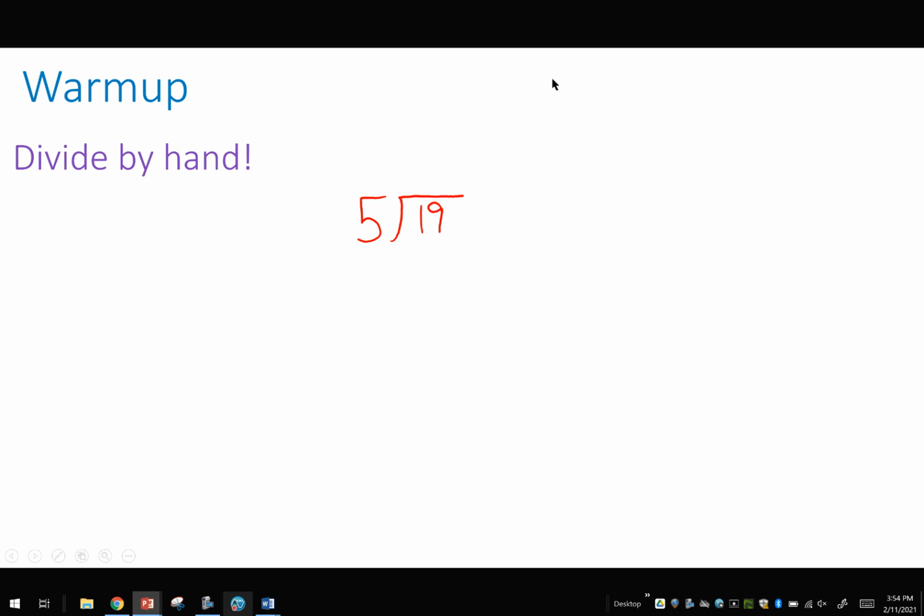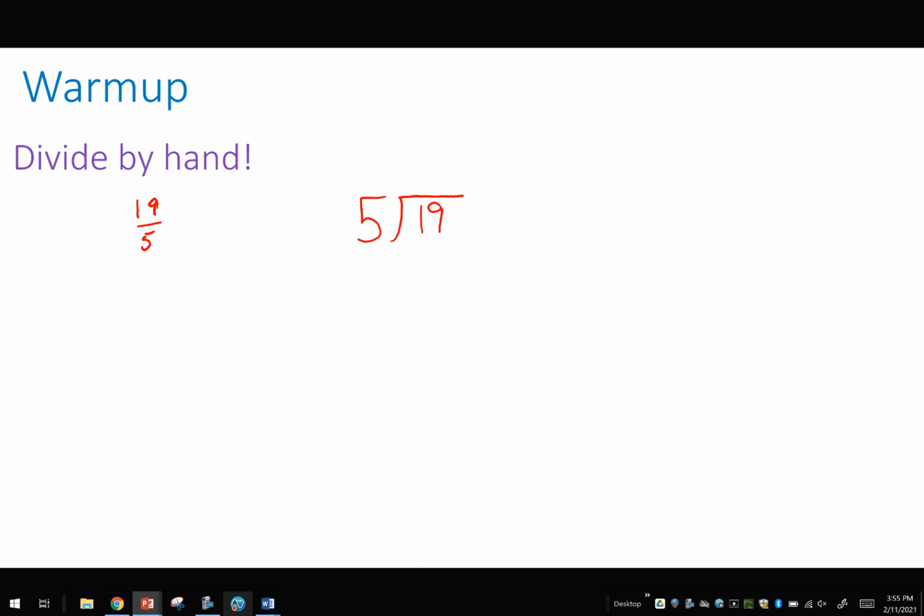All right, class. So this is going to be our video for section 3.2 dealing with synthetic division. Let's just do a quick recap of how we divide by hand using long division. If it's set up like this, this is the same thing as 19 divided by 5. And so we'd write it this way using long division.